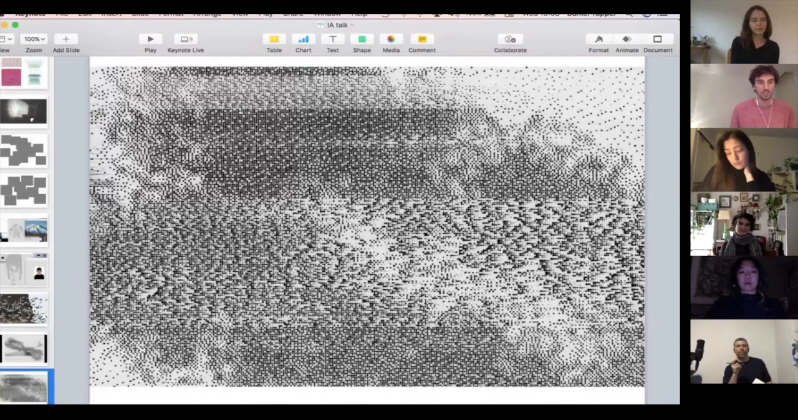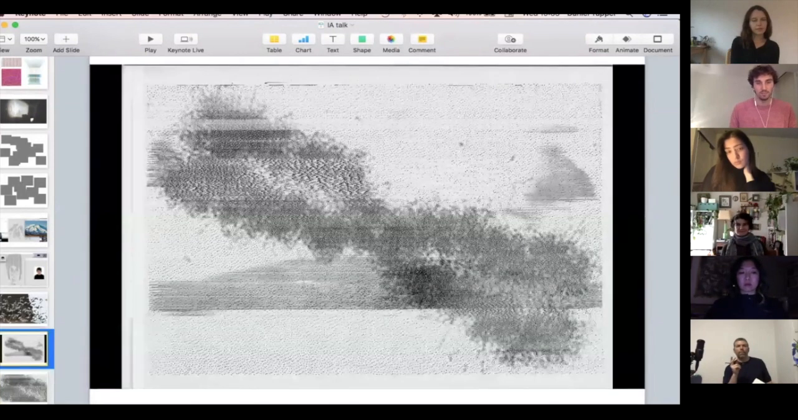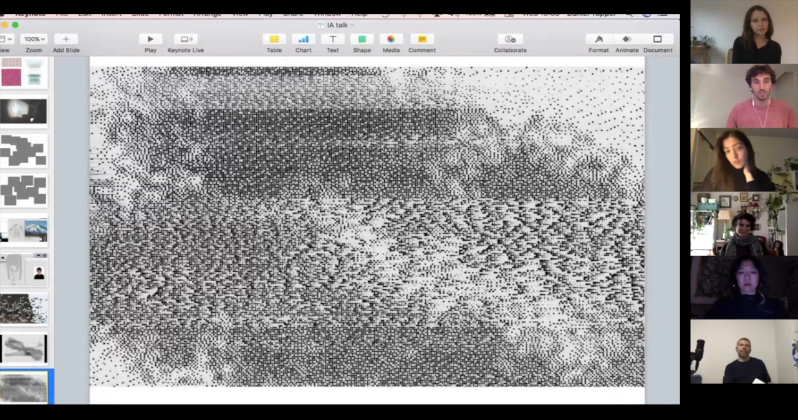I wasn't expecting this pen mechanical drawing to turn out how it did. And it's one of my favorite things because it's wrong. So that's been super interesting to me.